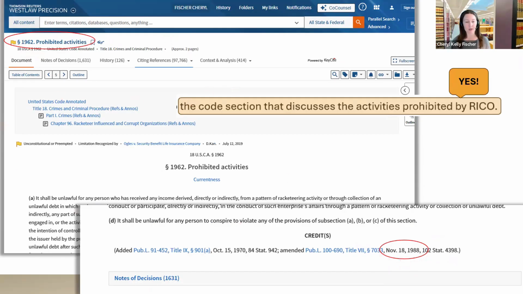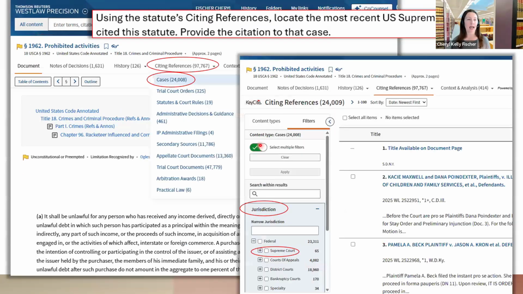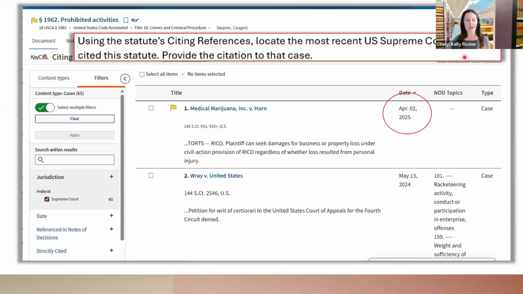So moving on from this one to answer the next part, you're going to use the statute's citing references. So that's that tab right up here. You're going to locate the most recent U.S. Supreme Court case that cited this statute, so citing references, cases, and then you're going to provide the citation to that case. So now that we're in 24,000 cases, we're going to filter that down to jurisdiction Supreme Court, and then once we're there, we can sort by date. So I believe the medical marijuana versus Horn is the most recent U.S. Supreme Court case that has cited this statute.